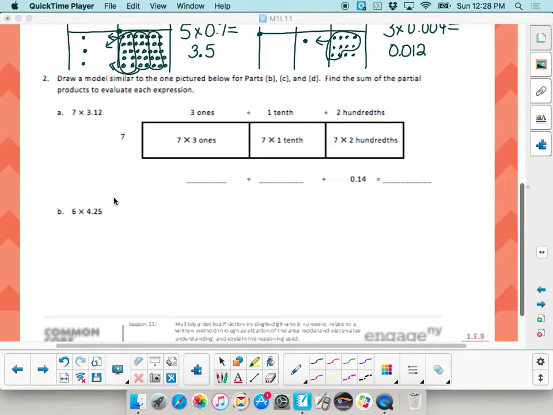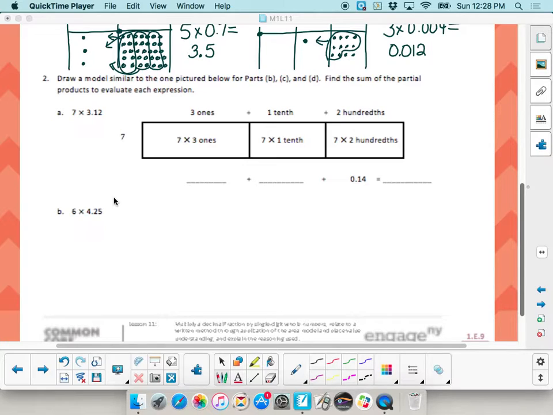All right, number 2. It says draw a model similar to the one pictured below for parts B, C, and D. Find the sum of the partial products to evaluate each expression. Okay, so let's take a look at what they did. The first problem is 7 times 3 and 1200ths.